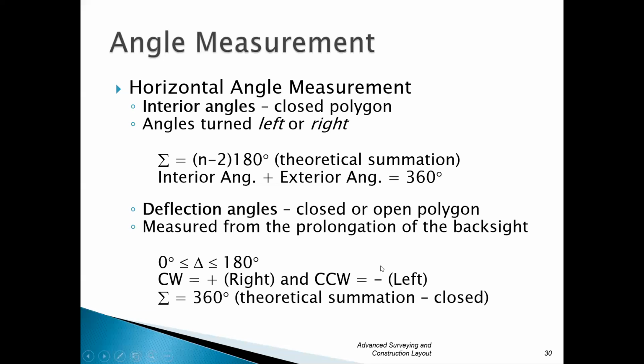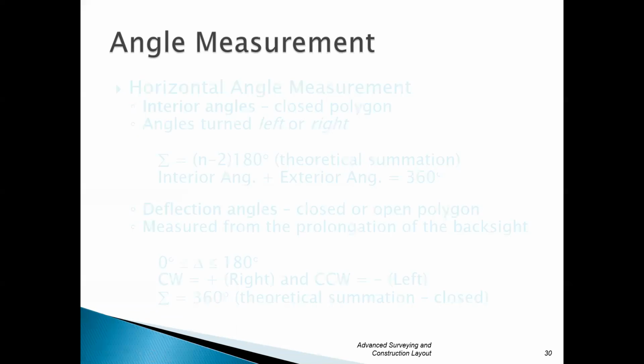Interestingly enough, and I'll show you this when we get to next week probably, the theoretical summation of a closed polygon with this type of angle is always going to be 360, no matter how many sides you have. With the interior angles, as n increases, this number will increase. With this type of angle, no matter how many sides, whether 3 or 10,000, you should always get 360 degrees. And that has to do with the positiveness and the negativeness of those angles.